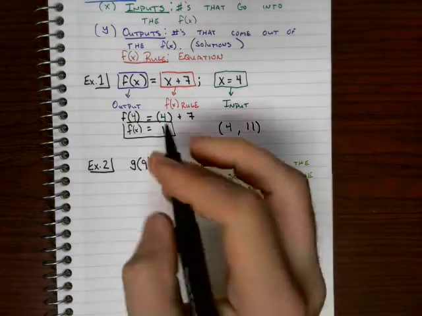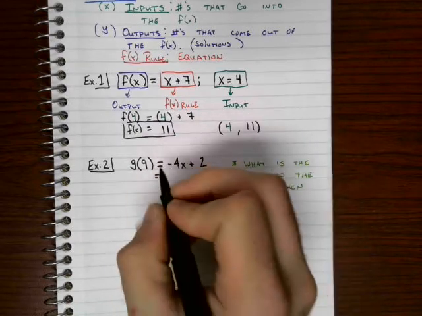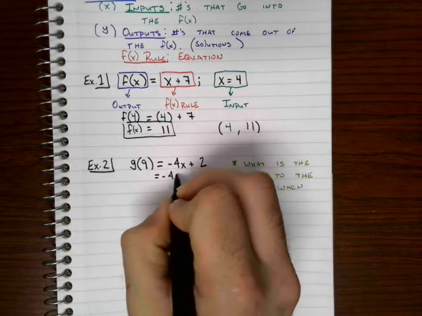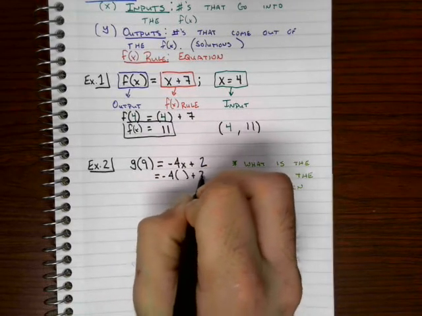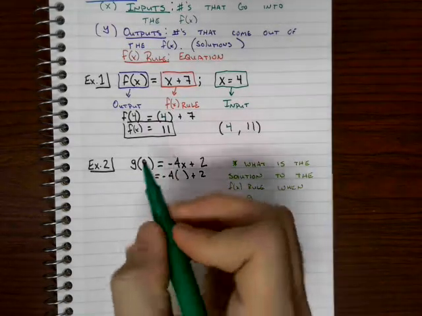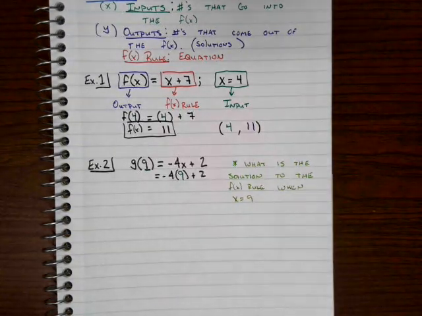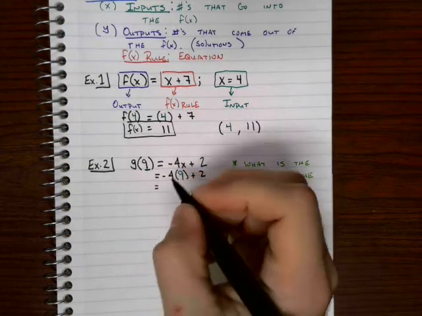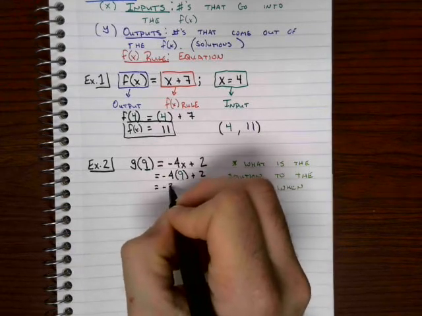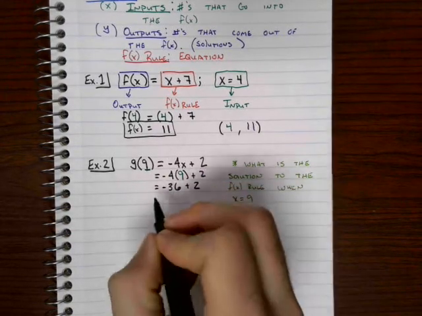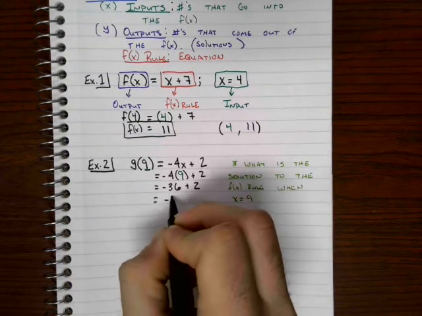All right, so equals, I'm going to use my parentheses, negative 4, there's an x, but parentheses, plus 2. What goes inside those parentheses? This right here, 9. So we'll sub a 9 in there. We're substituting and solving. That's all we're doing with functions. Equals, negative 4 times 9 is negative 36. And then negative 36 plus 2 is negative 34.